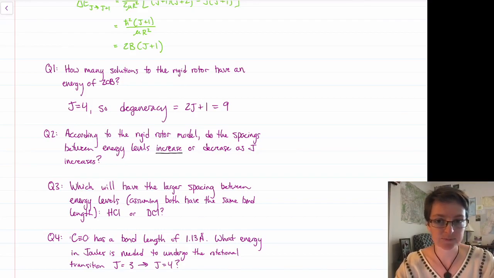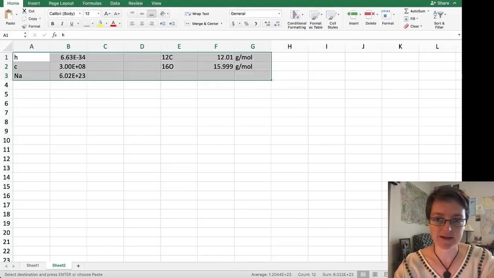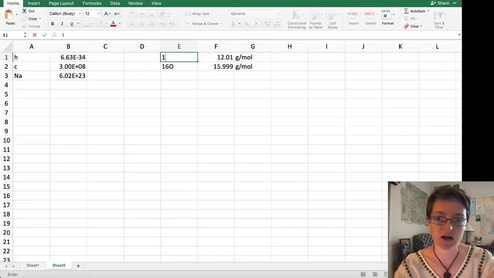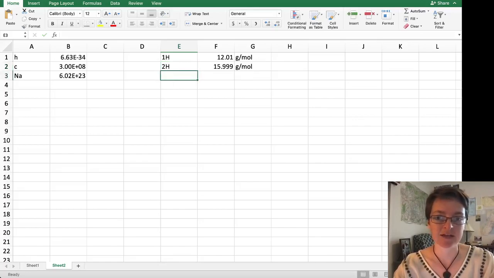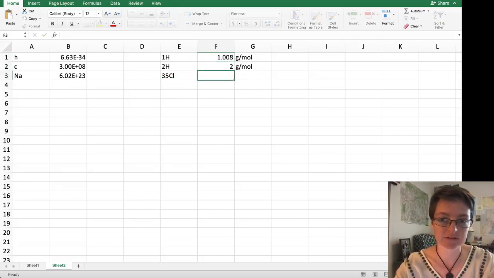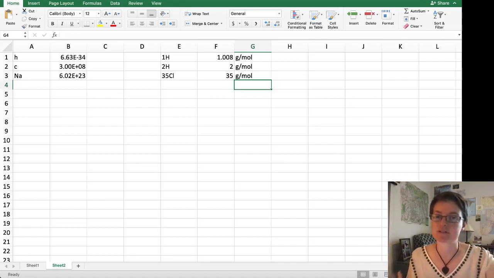Switch screens. And the quantities, the masses that we're going to want to include on this spreadsheet are going to be the mass of our hydrogen, the mass of our deuterium, and the mass of our chlorine. And I'm going to write these all down in terms of grams per mole to start off with. But pretty soon, we're going to change this into units of kilograms so that we can compute mu appropriately.